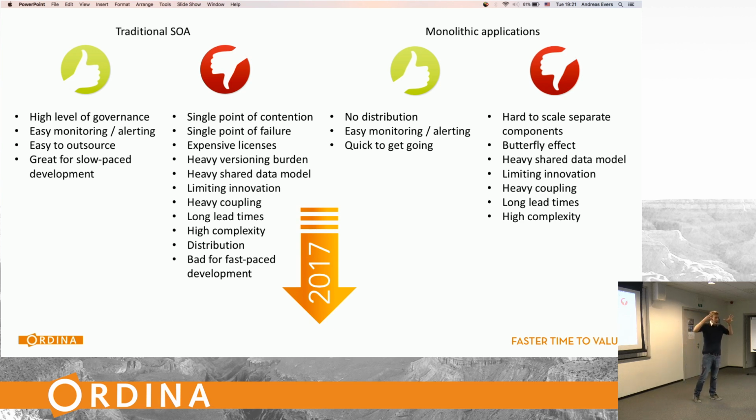Easy monitoring and alerting for a monolithic application as well, because you just have one big chunk, and this chunk is up or it's down. Alert, true or false. Okay, easy. Doesn't get easier than this. Believe me, if you work with microservices, this is kind of a nightmare.